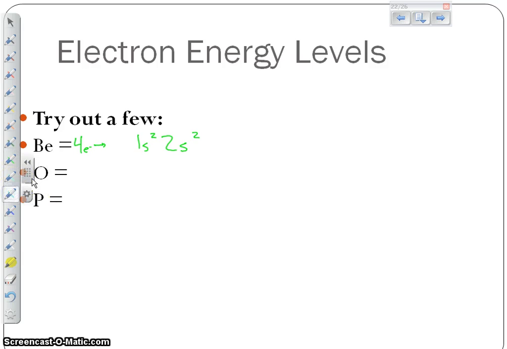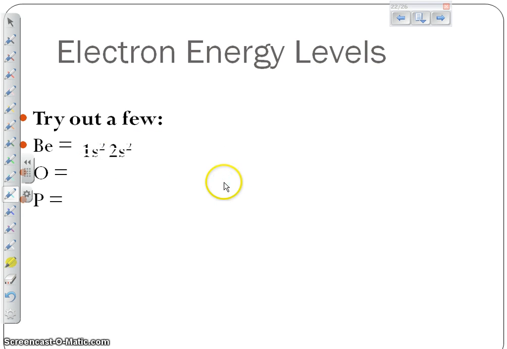Oxygen is going to go through and get itself at, what do we got? 8. So we've got 8 electrons. And so at 8, you've got 1s2. You've got 2s2, and that means I've got 4 electrons left. So in the 2p block, I'm going to have 4.